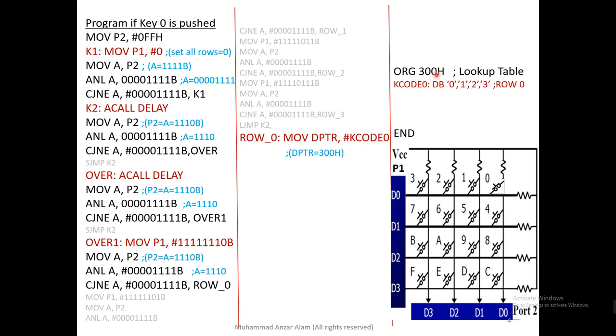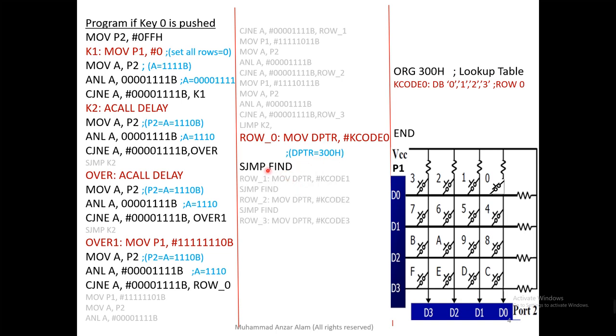This lookup table starts at value 300. So the data pointer, move data pointer, key code 0 value is 300. So 300 will move to the data pointer. So the data pointer will have 300 value.